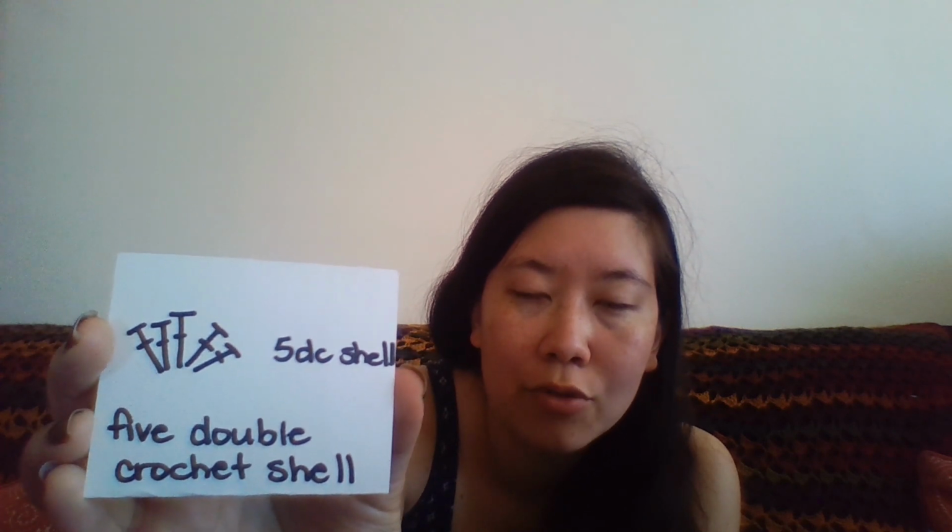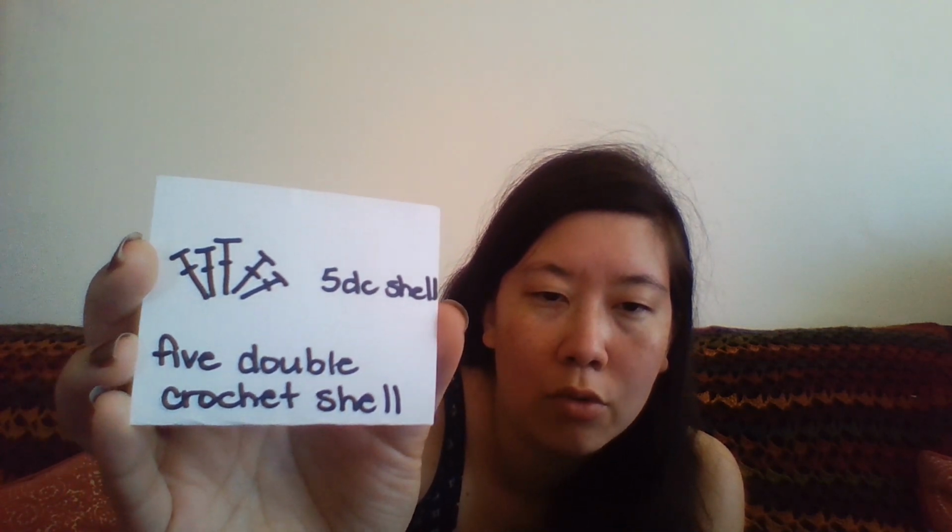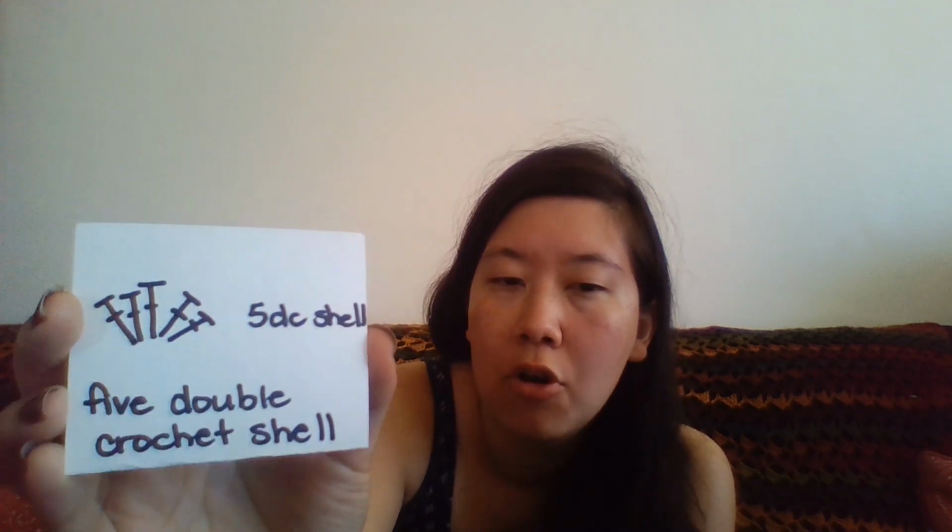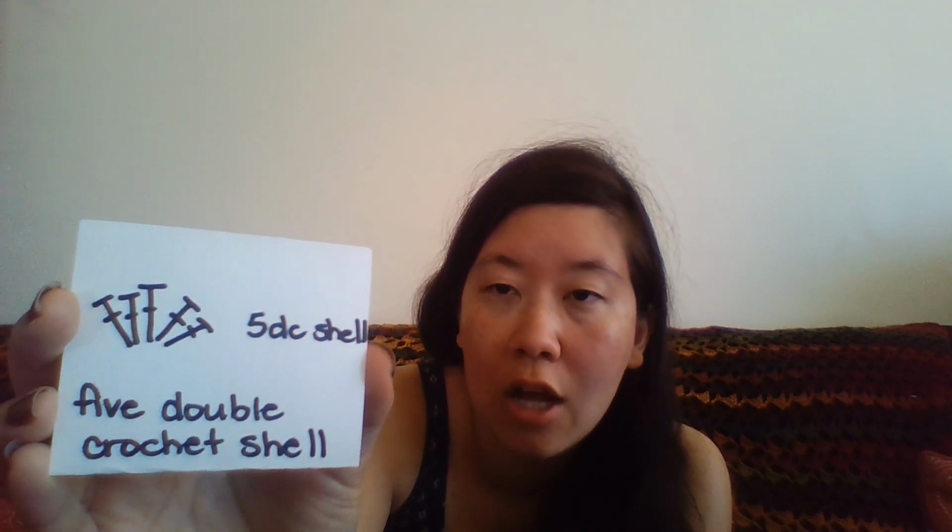So let me grab. Here is a shell. So this is a 5 double crochet shell. Some people write it like this, or they just tell you to do 5 double crochets into the same stitch. And it would look something like this. All of those double crochets coming out of the same point. If you're reading a chart, it'll say 5 DC shell or 5 double crochets into the same stitch, and that'll form a shell.